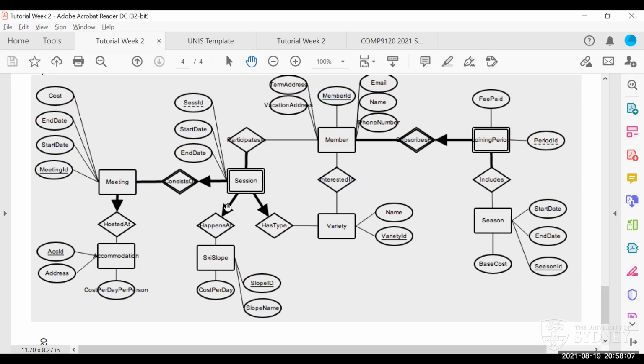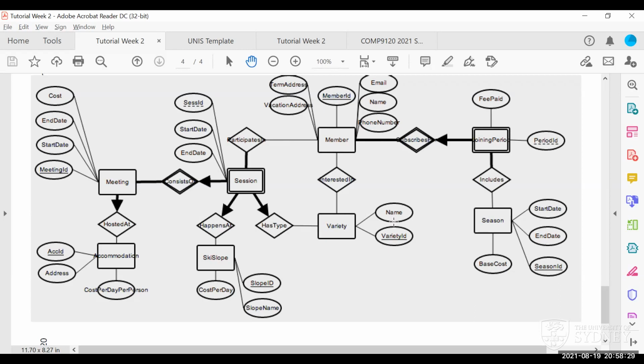So we have meeting, session, accommodation, ski slope, and then this is the variety where the member might be interested in. And the session that is organized for the meeting also has a type of the variety. Okay, so hopefully you get the gist of this.